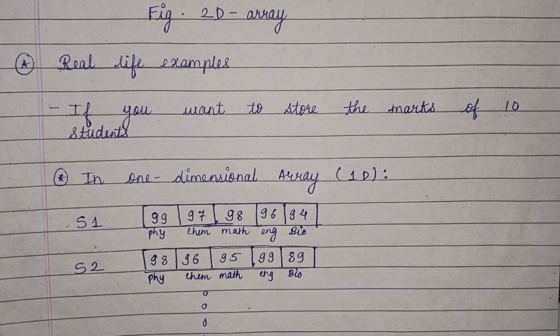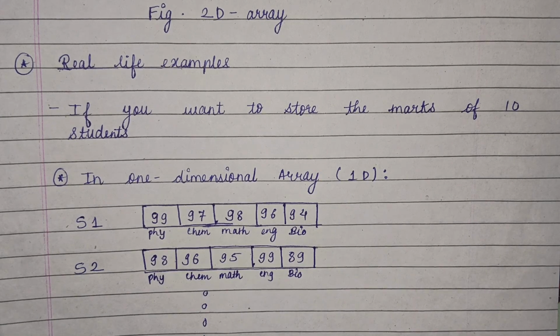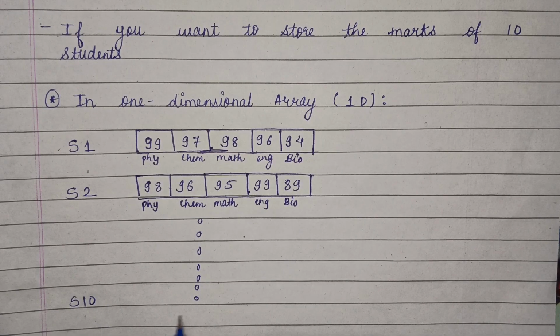See a real life example. If you want to store the marks of 10 students, in a 1D array we can store the marks in linear form. Here we can store physics marks, chemistry marks, maths, English and biology. Similarly we can store the second student's marks like this, and so on up to the 10th student, in linear form.